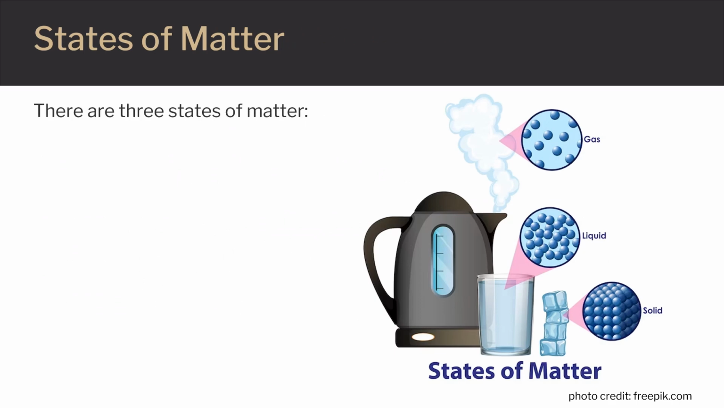There are 3 states of matter: 1. Gas, 2. Liquid, and 3. Solid. Gases, liquids, and solids are all made up of microscopic particles, but the behaviors of these particles differ in the 3 phases. The following figure illustrates the microscopic differences.